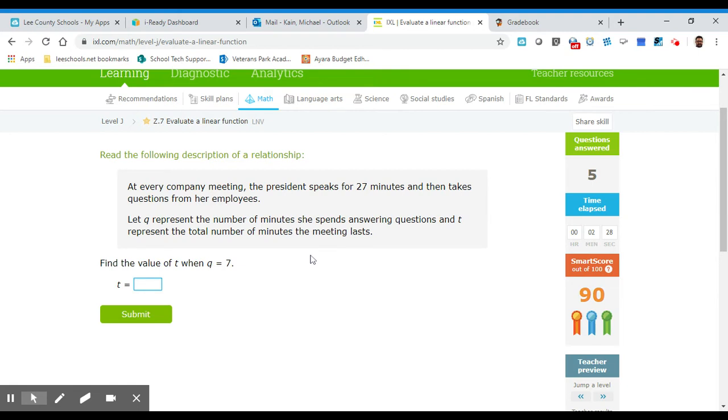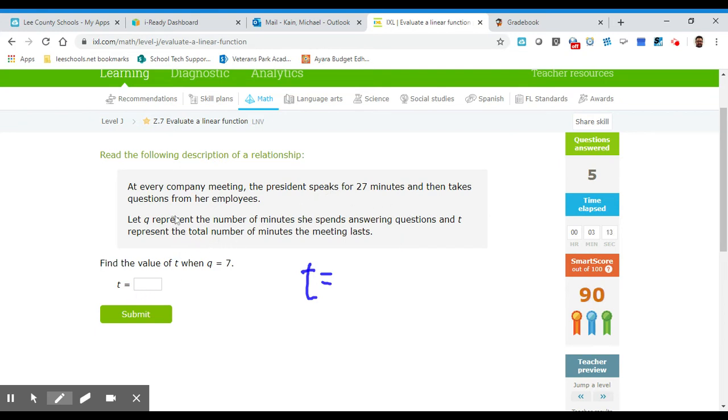So this time they don't give you the function. You have to figure it out. So it says at every company meeting, the president speaks for 27 minutes and then takes questions from her employees. Let Q represent the number of minutes she spends answering questions, and T represents the total number of minutes the meeting lasts. So the first clue I want to give you for solving these types of problems is whenever you have the total, we're going to put it on the left side of the equal sign. Okay, that's what we're trying to find, the total, T equals.